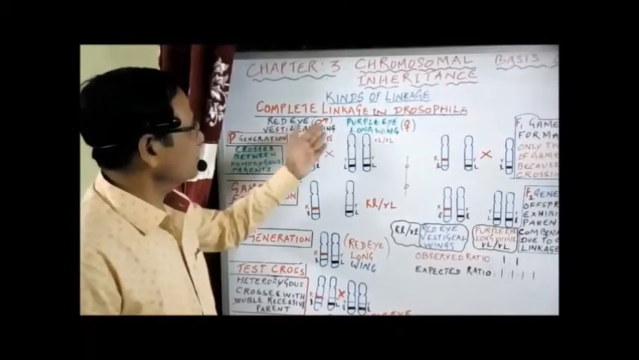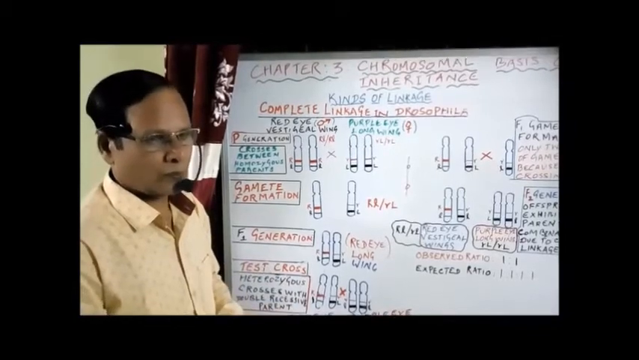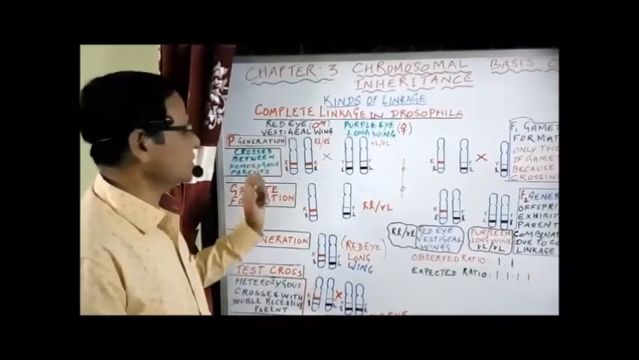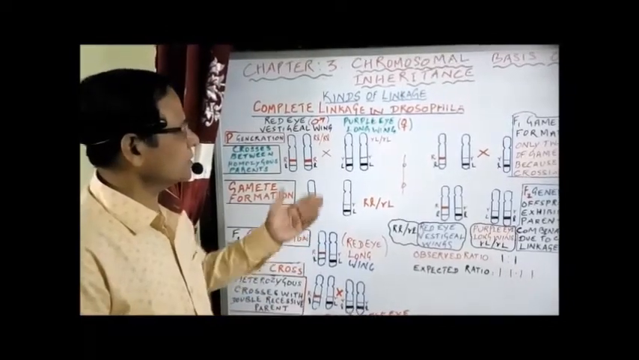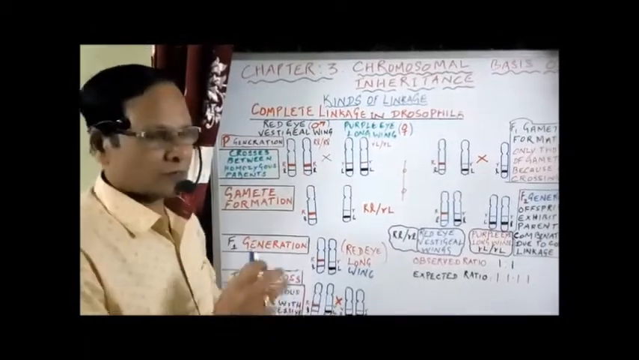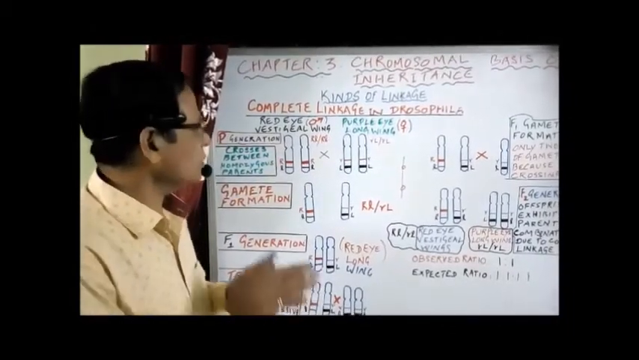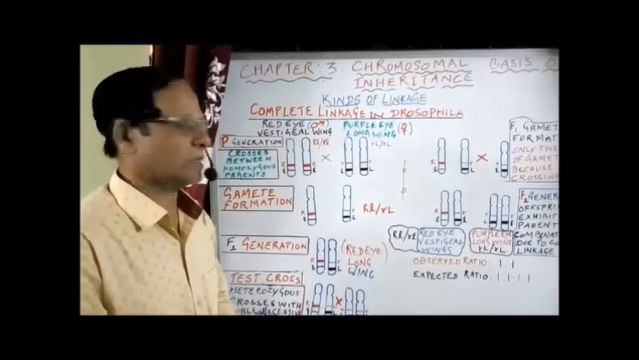So long wing is dominant and the vestigial wing is recessive. From this you can understand it is an example for repulsion also, because the dominant gene is present in one chromosome and its recessive gene is present in another chromosome. So that's why it's also an example for repulsion. But we don't want that one. We need to know whether the genes remain together or not, exhibiting complete linkage.